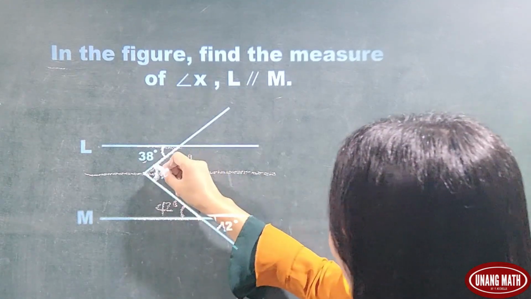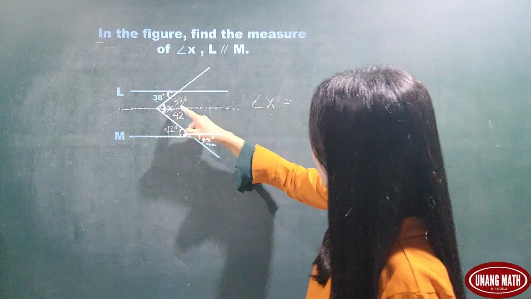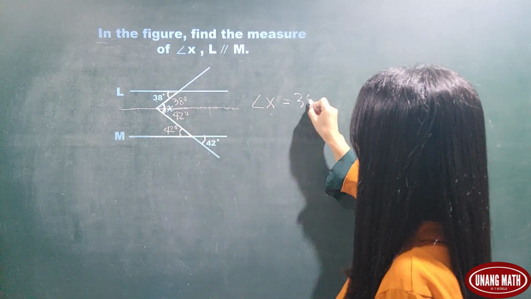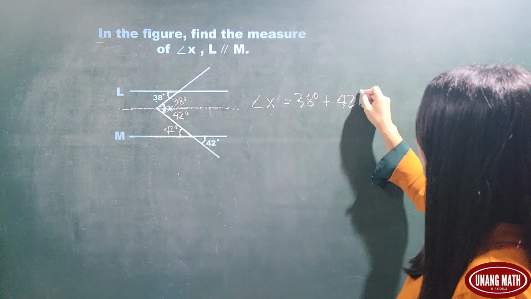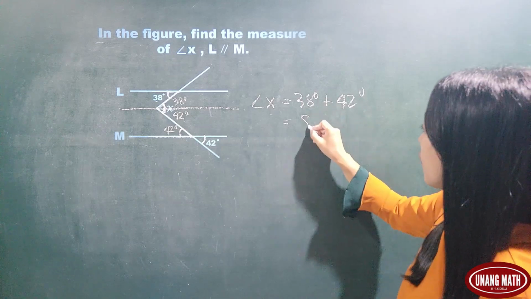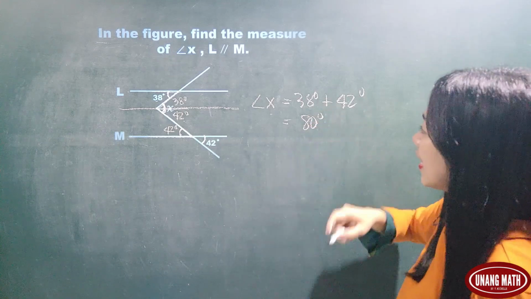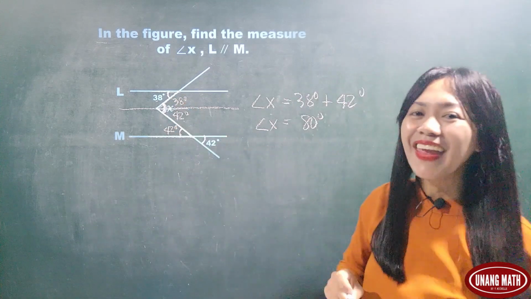So to find angle X, angle X is equal to 38 degrees plus 42 degrees. 38 plus 42, then this is equal to 80. So 80 degrees. Angle X is 80 degrees.